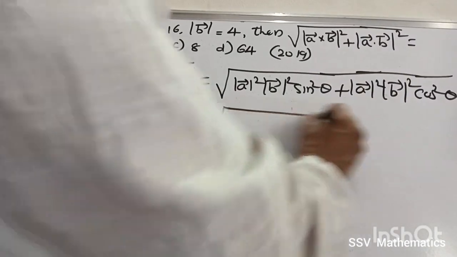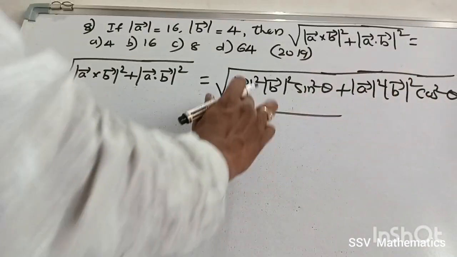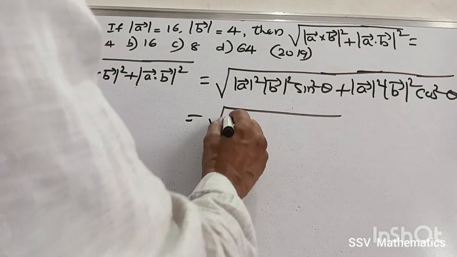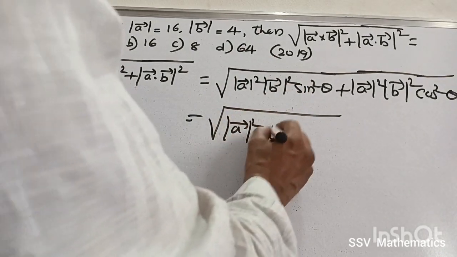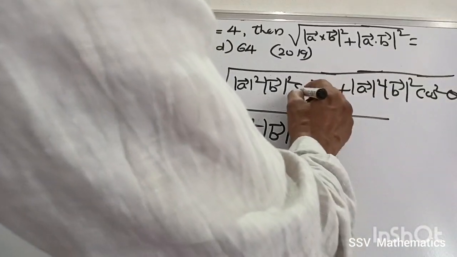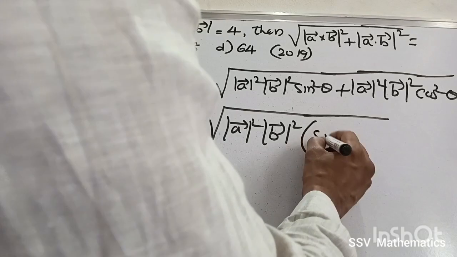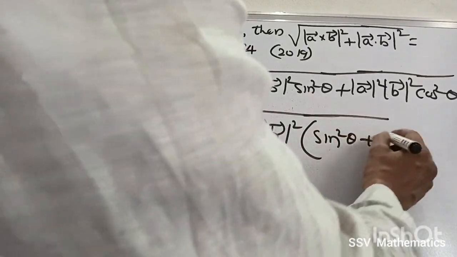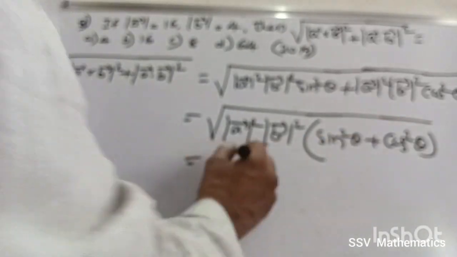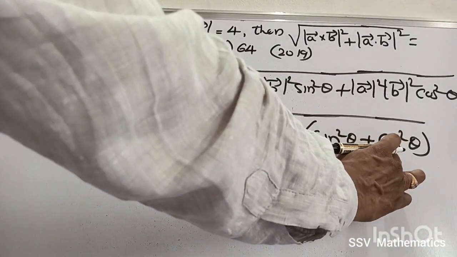So square root of, in the two terms, magnitude of A square, magnitude of B square is common. So take outside magnitude of A square into magnitude of B square. So we get sin square theta plus cos square theta. So sin square theta plus cos square theta is 1.